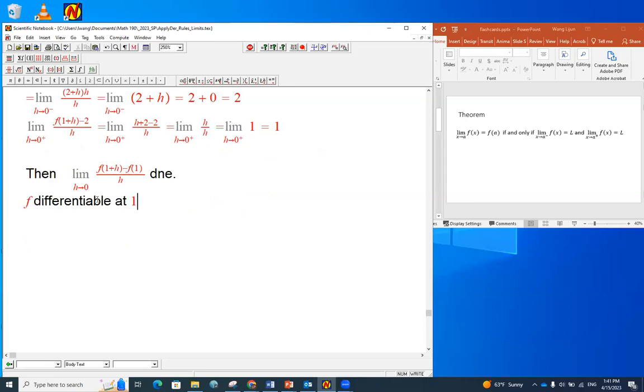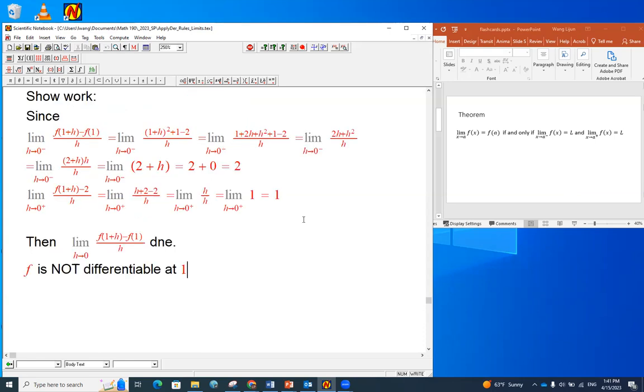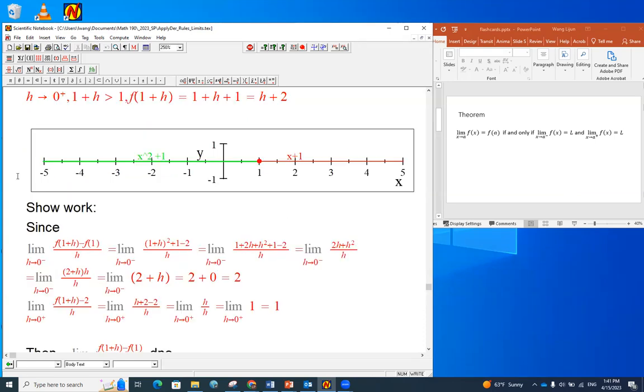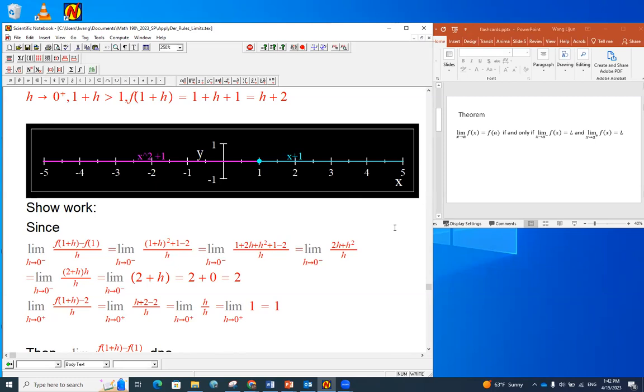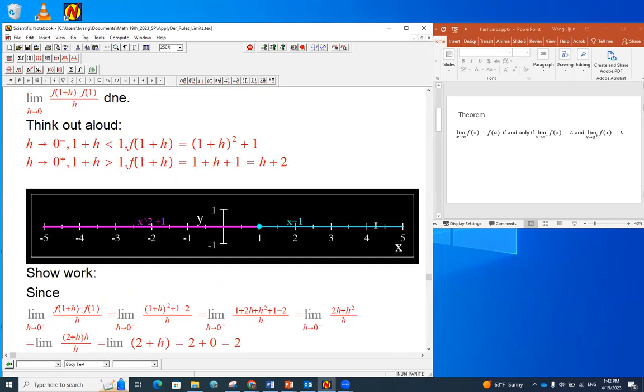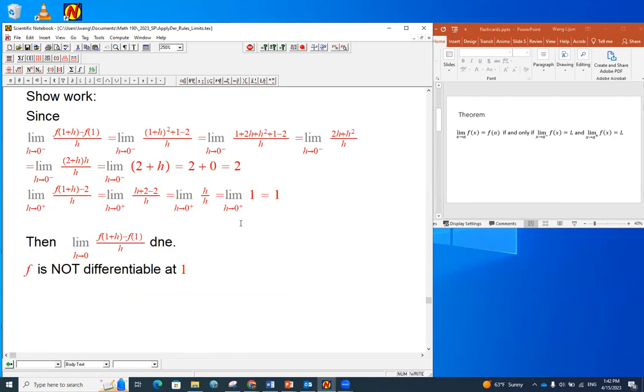F is not differentiable at 1. Right? Do you need to draw this picture? No. Usually your teacher doesn't need to see that. You just have to show this piece, which will be sufficient. But you need to make sure your notation is right.